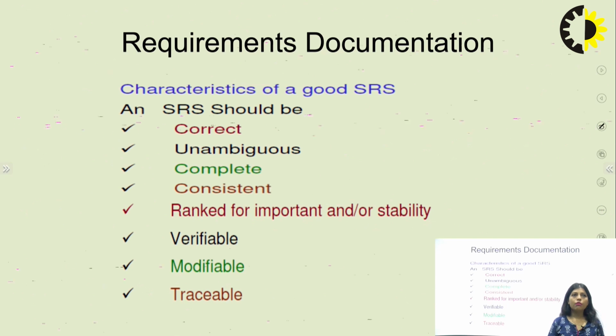So these are some characteristics of a good SRS. An SRS should be correct, unambiguous, complete, consistent, ranked for importance and stability, verifiable, modifiable, and traceable. So if any SRS has all these qualities, then it is called a good SRS.